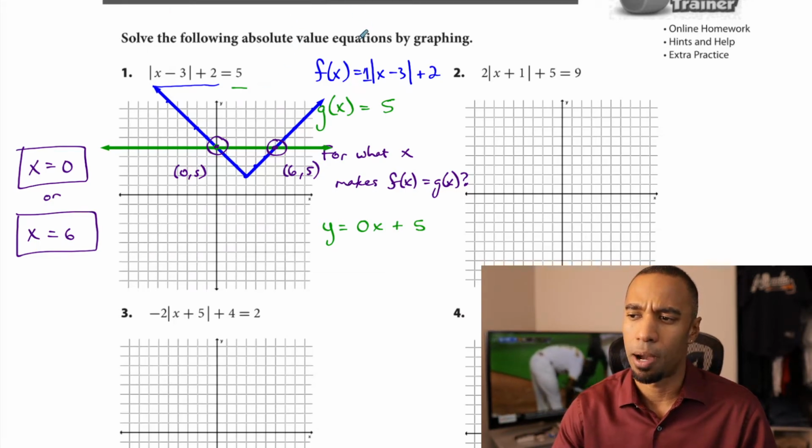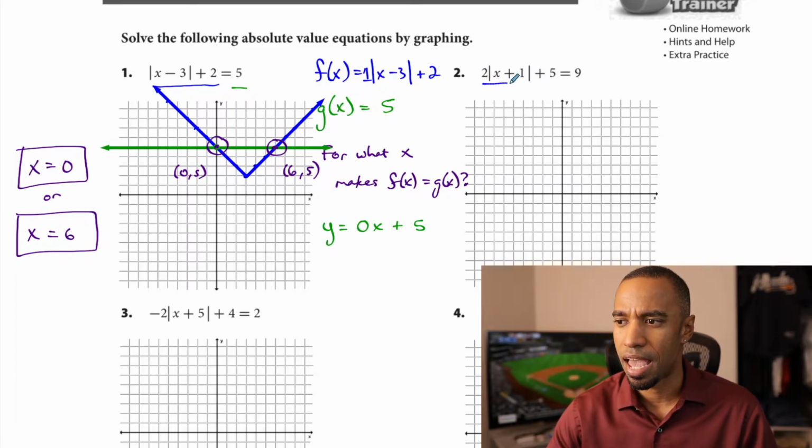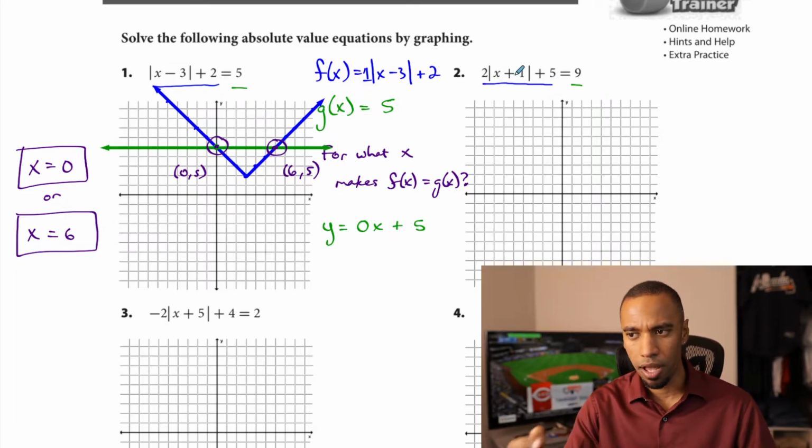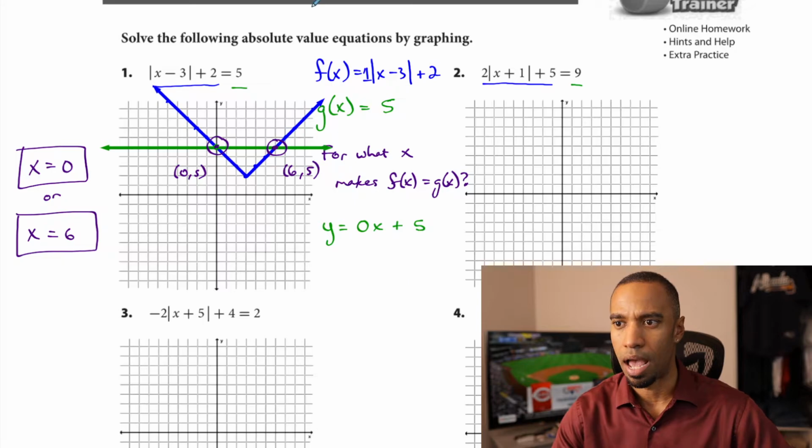So let's go to number 2 now. Same kind of thing, guys. This is my f of x equals here. This is my g of x equals here. So basically, you're graphing it as it says y equals. Plot the entire graph and see what happens from that.